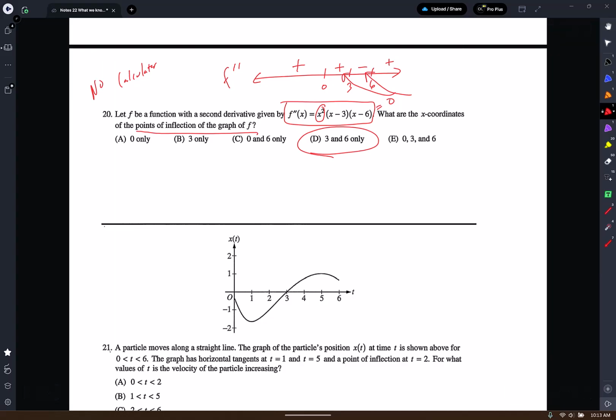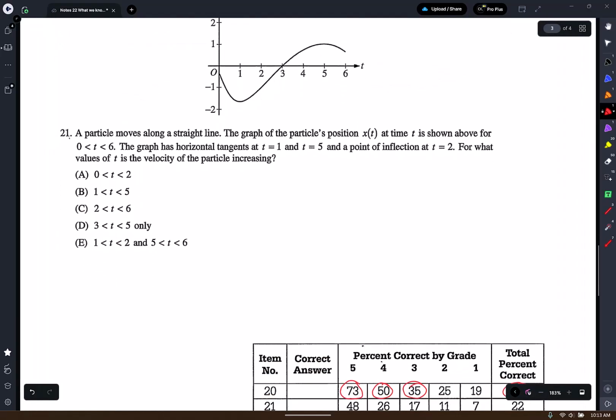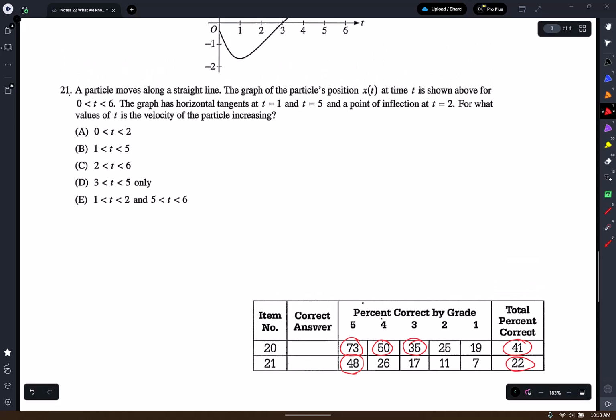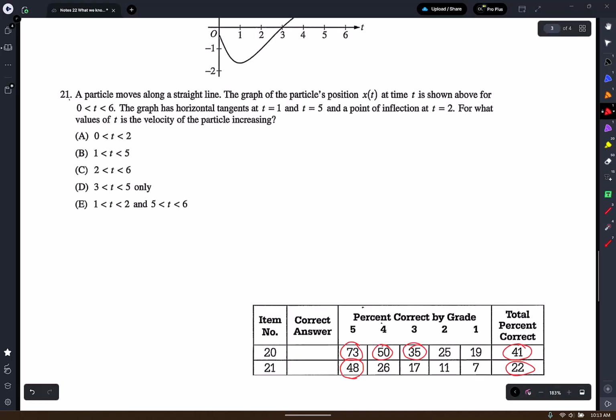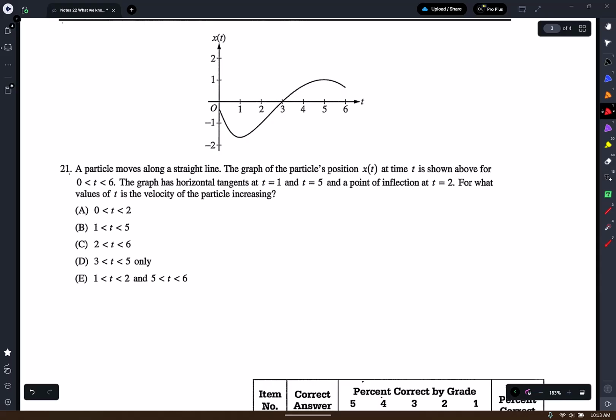But if you guys are able to tackle it, if you got this question correct, I would say you're in good company. Now, before I do number 21, I want you to notice on number 21, even the fives are having a hard time with it. Look, 22% of the total population got this question correct. So that means 21 is considered a pretty hard question. Take about a minute, maybe two, and then we'll see why it was so tough. No calculator.